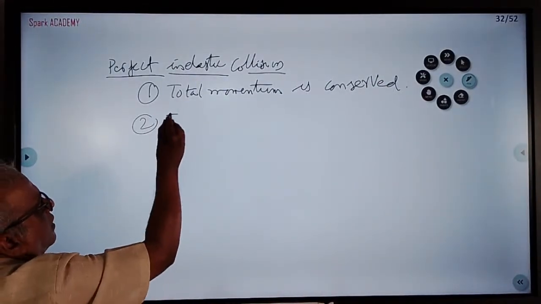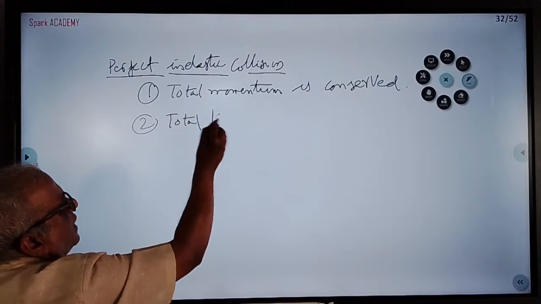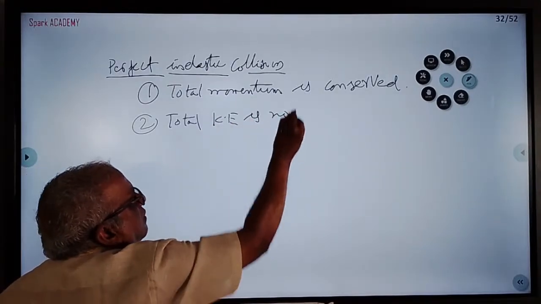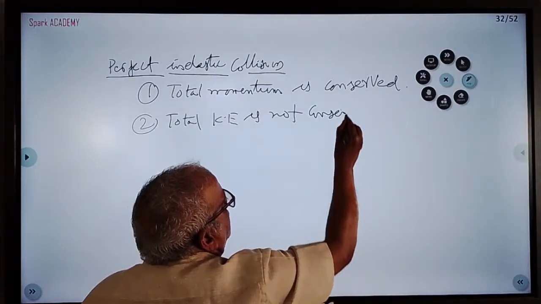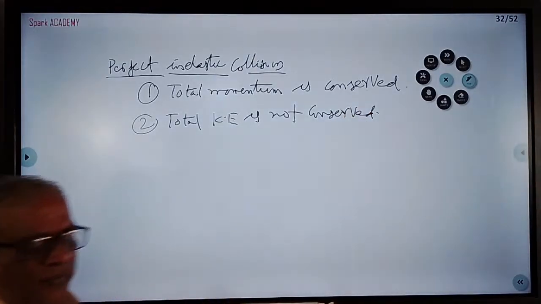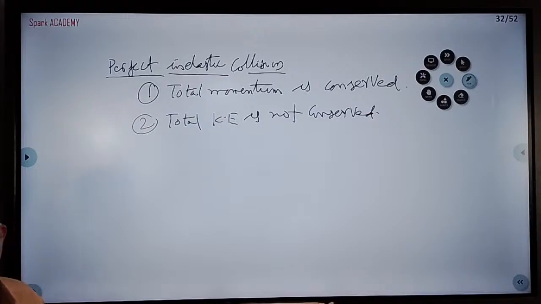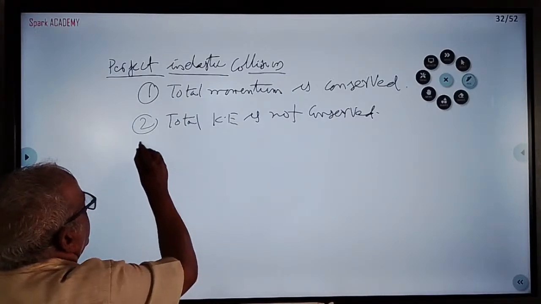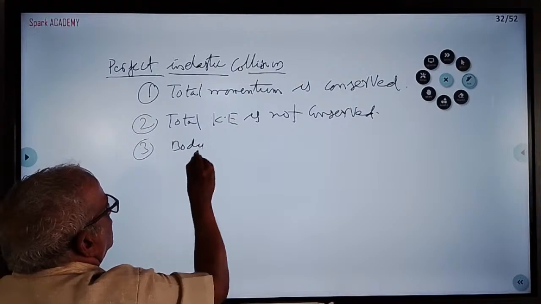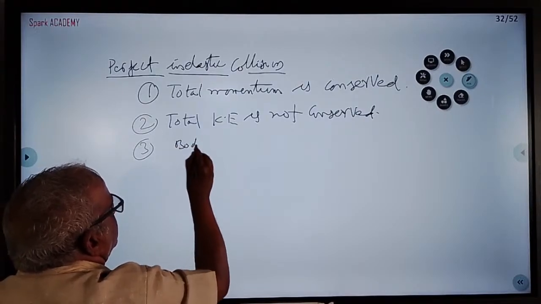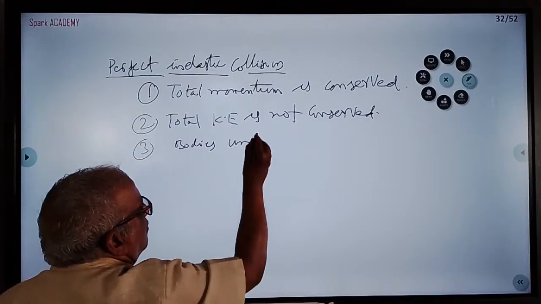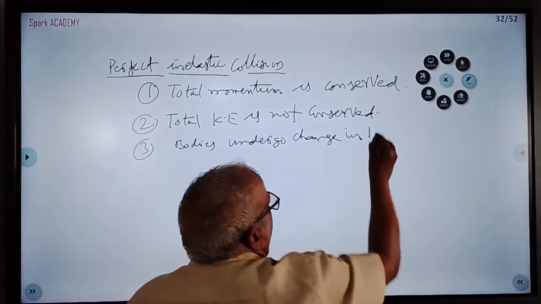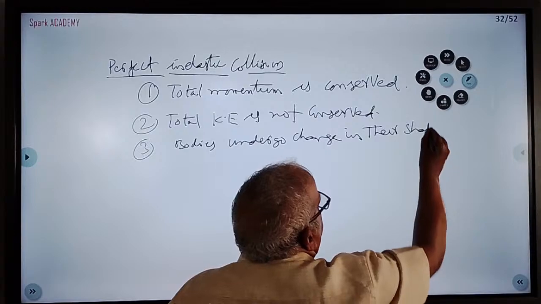But total kinetic energy is not conserved. It means total kinetic energy before collision is not equal to total kinetic energy after collision. After collision, there is a loss of kinetic energy. In complete inelastic collision, there is a loss of kinetic energy. Bodies undergo change in their shape after collision.